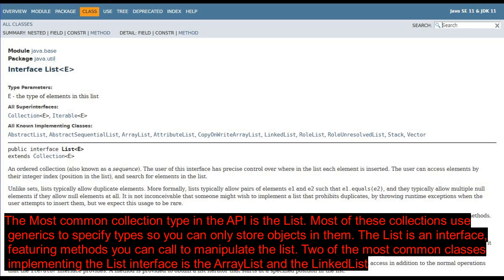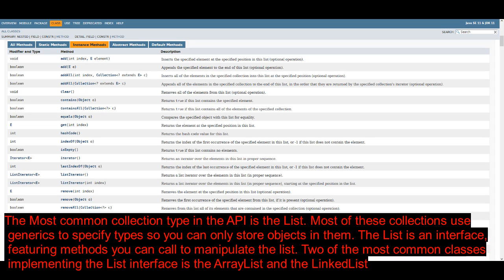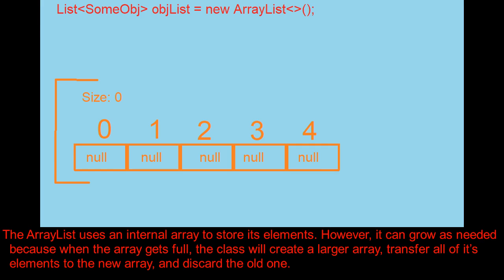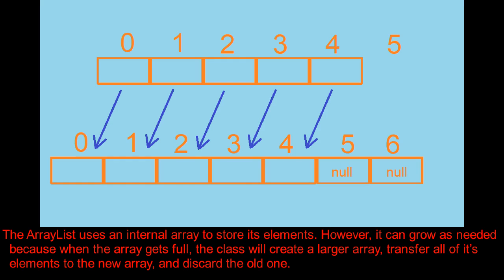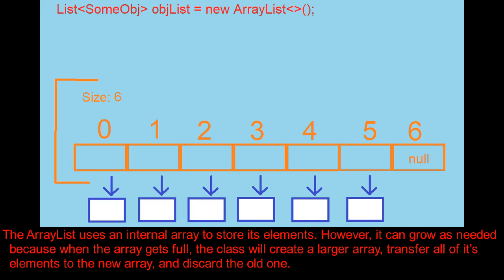The most common collection type in the API is the list. Most of these collections use generics to specify types, so you can only store objects in them. The list is an interface featuring methods you can call to manipulate the list. Two of the most common classes implementing the list interface are the array list and the linked list. The array list uses an internal array to store its elements. However, it can grow as needed because when the array gets full, the class will create a larger array, transfer all of its elements to the new array, and discard the old one.